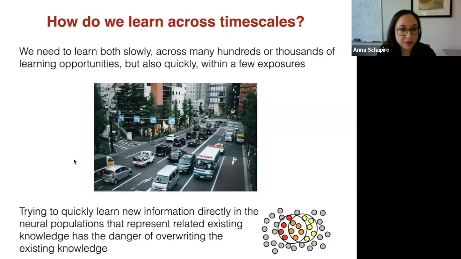Trying to quickly learn new information directly in the neural populations that represent related existing knowledge has the danger of overwriting that existing knowledge. To the extent that you're going to try to use the same neurons to represent the new stuff and the old stuff, there's this infamous problem that you might cause retroactive interference. And this is, of course, a very deep, difficult problem for neural networks that use distributed representations.